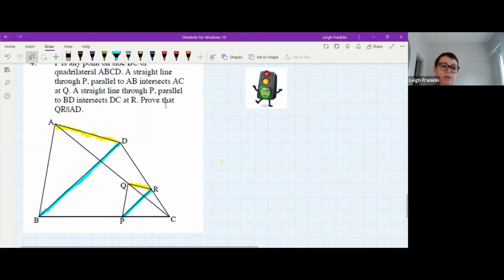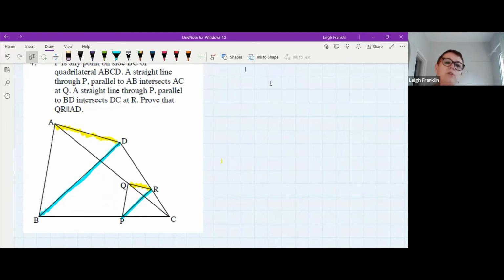They've told us that P is a point on quadrilateral side BC, so ABCD is a quadrilateral, and that the line through P to R is parallel to BD, so we now need to prove that QR is parallel to AD. The important thing here is to understand which theorems they want you to use in this particular case. Obviously this whole lesson has been about converse proportionality intercept theorem, so that's obviously what they want us to do.